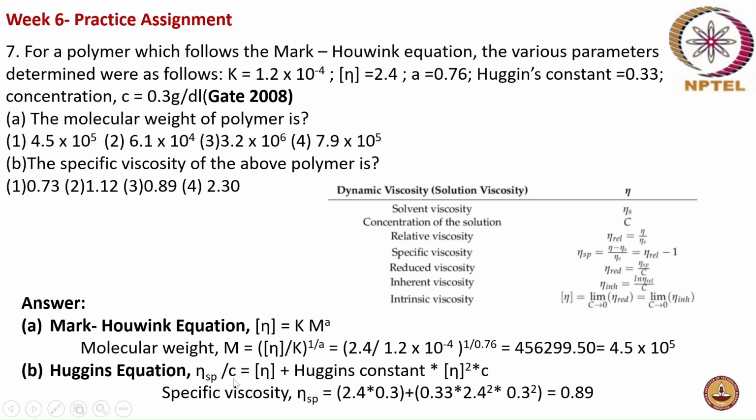Here your concentration is in the denominator. If you just cross multiply, in both terms there will be a concentration term multiplied. So eta into concentration, and this term is also multiplied by concentration, so here it will be concentration squared. So it is 2.4 into 0.3 plus 0.33 into 2.4 squared into 0.3 squared. If you do the multiplication, you will get a specific viscosity of 0.89. Okay.